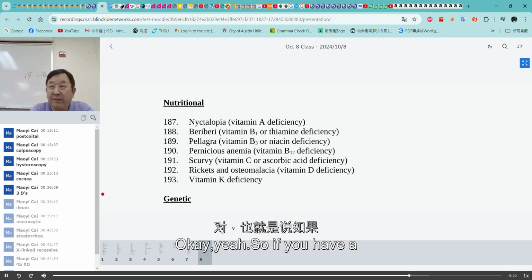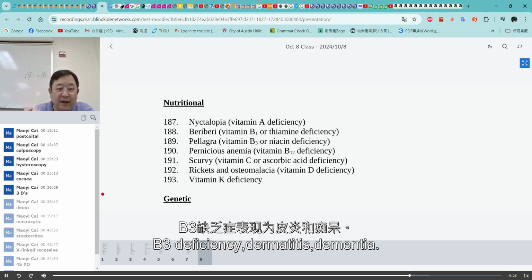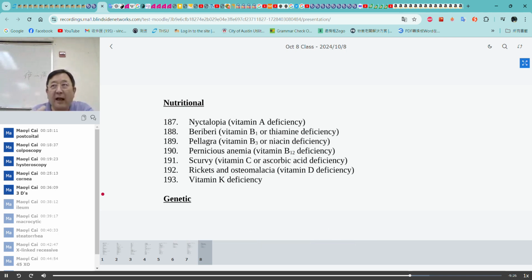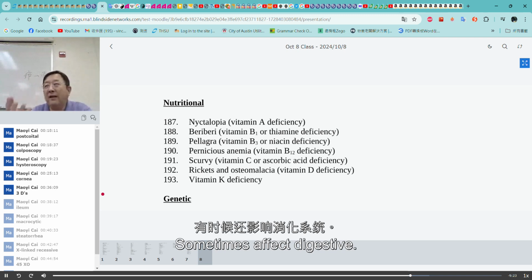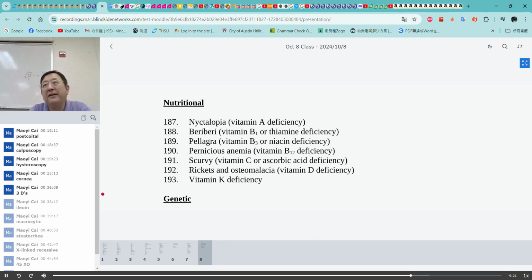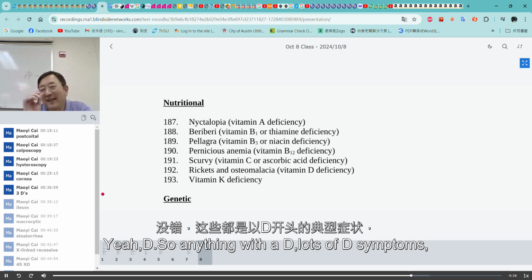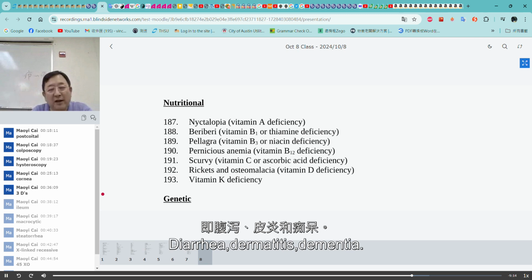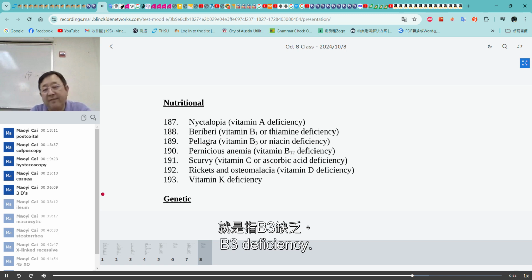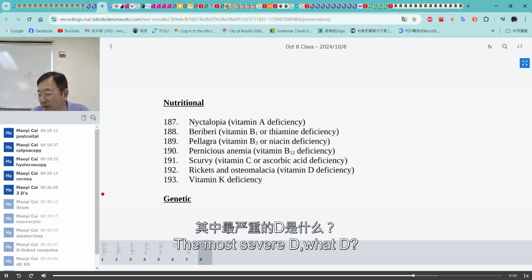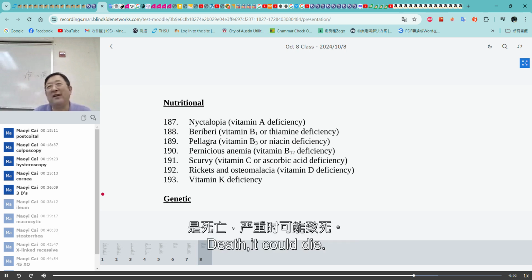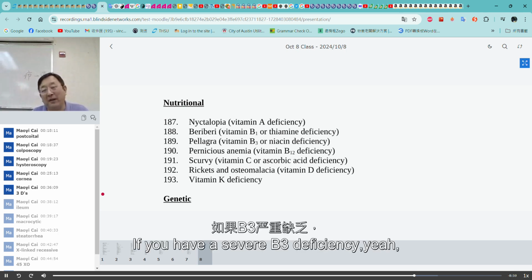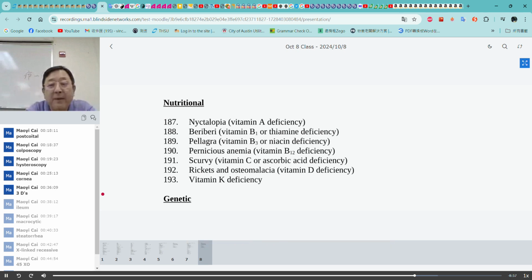Okay? Yeah, so if you have a B3 deficiency, dermatitis, dementia, and another one affects what? Sometimes it affects digestive, easy to get diarrhea. Yeah, D. Lots of D symptoms. Diarrhea, dermatitis, dementia. Oh, we think about B3 deficiency. Okay? And that's called pellagra. In some books, they put more. The most severe D, what D? Death. You could die. If you have a severe B3 deficiency, that can cause more problems, okay?